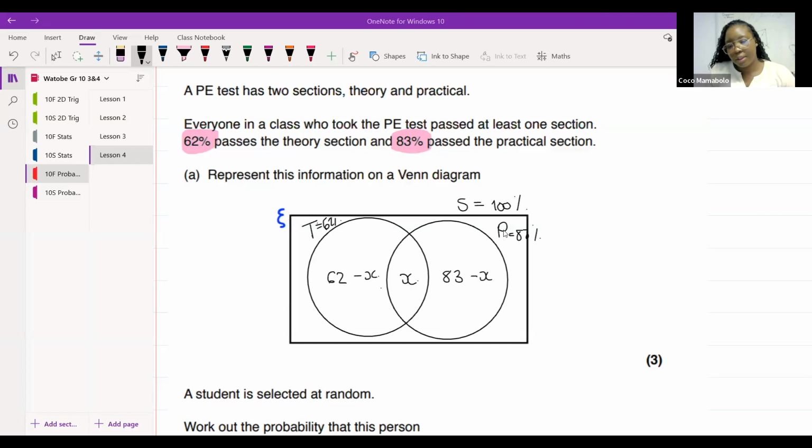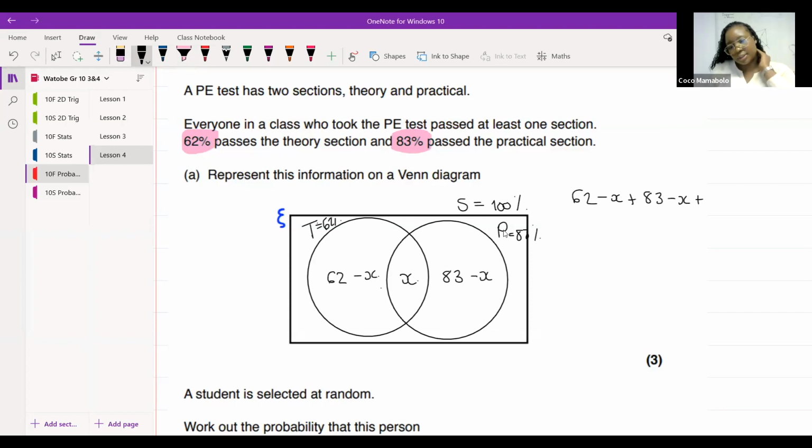Then can we minus the 83 and the 62 from 100? Well, yes, we can, but we need to set up an equation first, okay? Because remember, all of these added up together must give us 100. So I'm going to go 62 minus X plus, what can I add to 62 minus X? Can we add the 83 minus X? Correct, plus 83 minus X, what else are we missing?